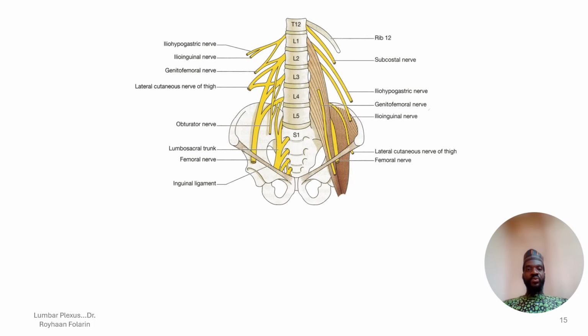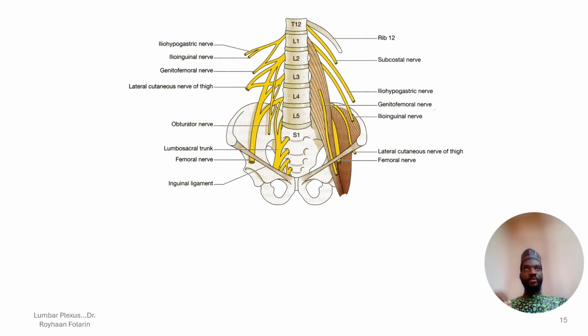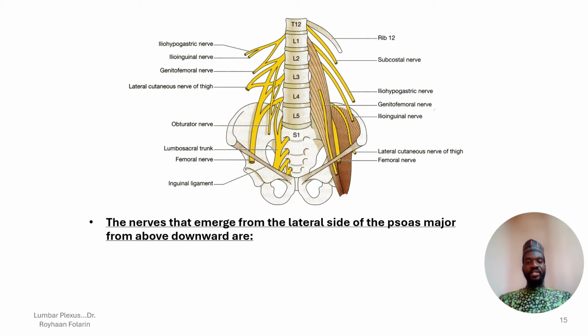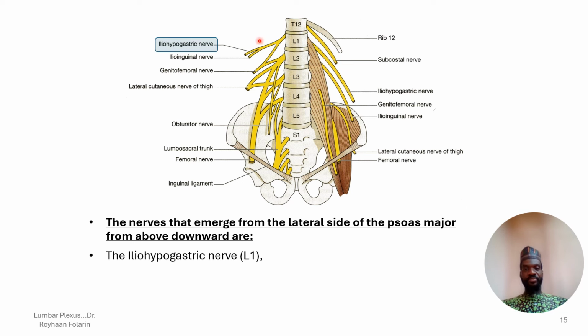Okay, so talking more about the emergence, we've talked about the formation of this plexus behind, or posterior to, the psoas major muscle, right? Now, the emergence. The nerves emerge from the psoas muscle in three main ways, either medially, in front, or laterally, like was mentioned earlier. So the nerves that emerge from the lateral side, as you can appreciate here, include the iliohypogastric nerve, and of course the ilioinguinal nerve, right?